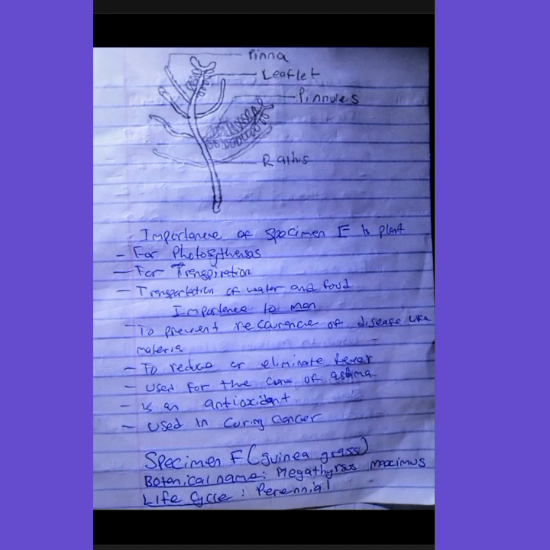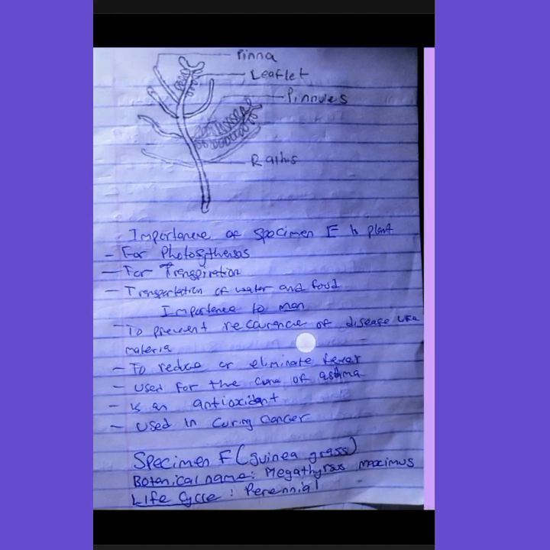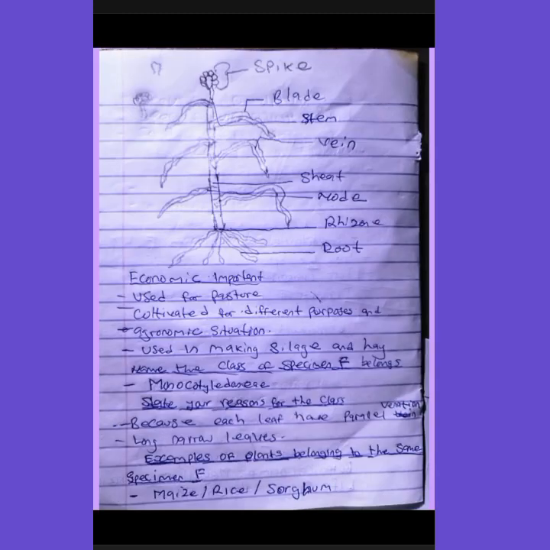Moving to specimen F. Specimen F is guinea grass. The botanical name for guinea grass is Megathyrsus maximus. The life cycle is perennial. Here is a diagram of specimen F, the guinea grass.